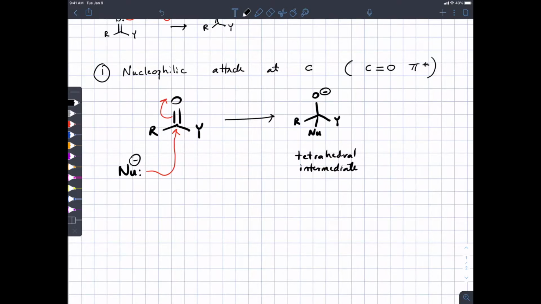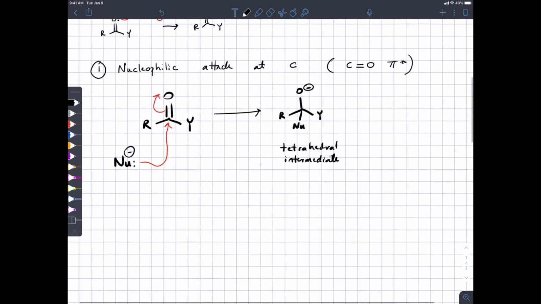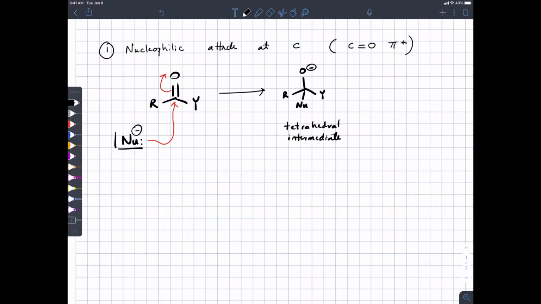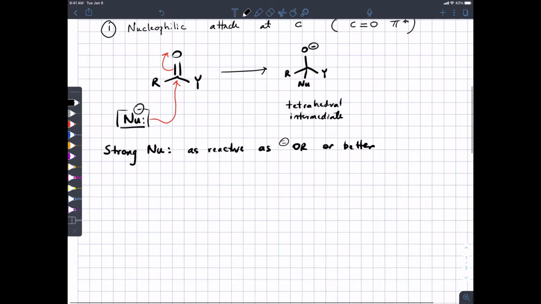All right. So the issue with the first step, when the nucleophile attacks at the carbonyl carbon, is going to depend on the strength of the nucleophile. So strong nucleophiles, and let's say it's as reactive as an alkoxide, strong nucleophiles can attack directly, as shown above, to give you a negatively charged tetrahedral intermediate.